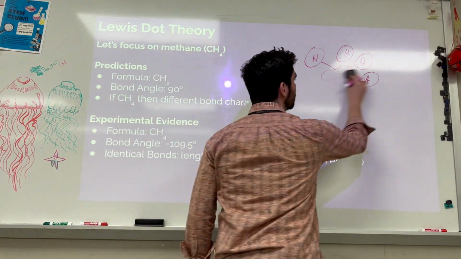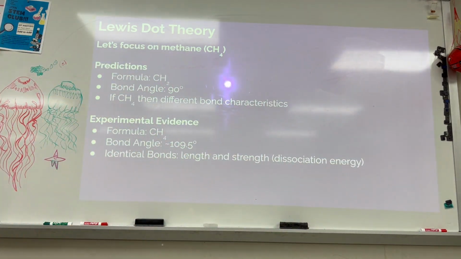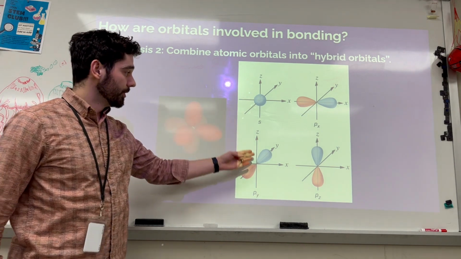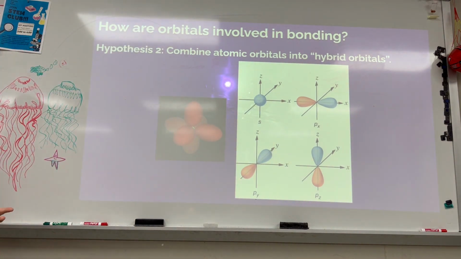Okay, so we need a new hypothesis, which is called what, or involves what? Do we remember from yesterday? Hybrid orbitals. So we come up with a new hypothesis that could explain the evidence. We have these orbitals to begin with, the ones that I just drew. What do we do with them?